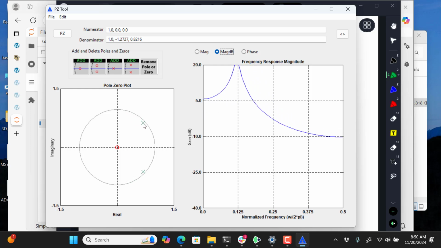And the better way to do this filter, like the resonator example said, is to put one of the zeros out over here, and these are a complex conjugate pair. So let's remove those. Put one there.